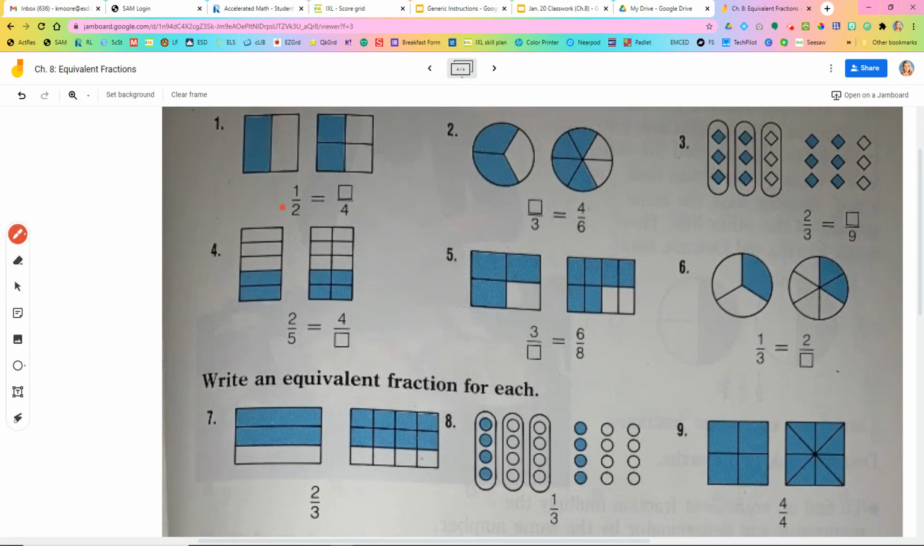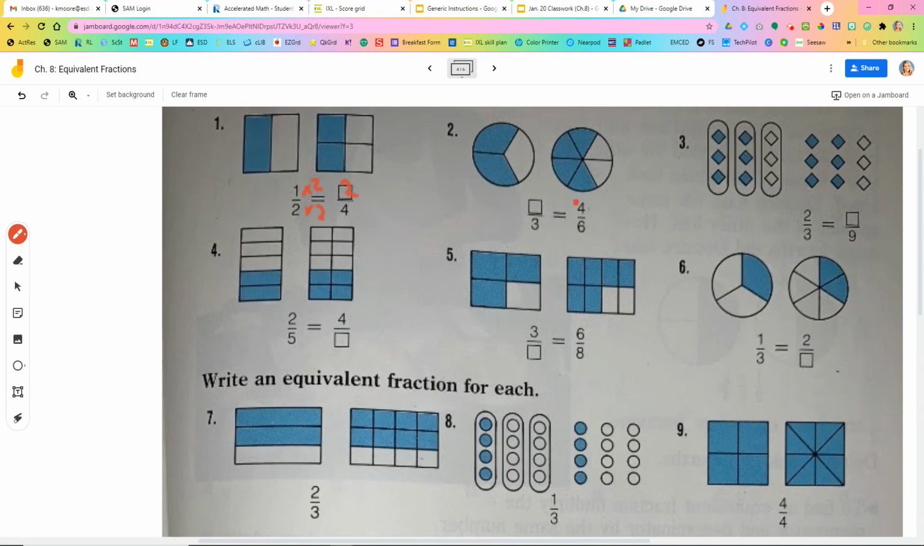So let's take a look. 1/2 equals blank fourths. They don't give me both numerators, so let's take my denominators. 2 times what gives me 4? 2 times 2. So 1 times 2 is 2.